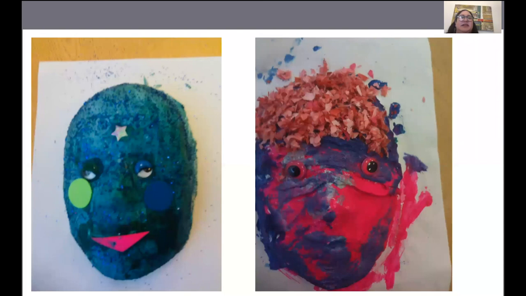And to help create identities and fake identities and play. And as you already know, because I've talked a lot about it, I love creating characters with kids and stuff like that. So here are just two examples of masks.